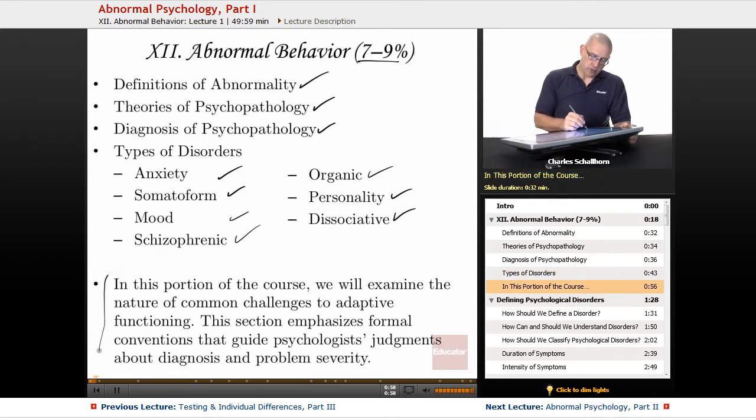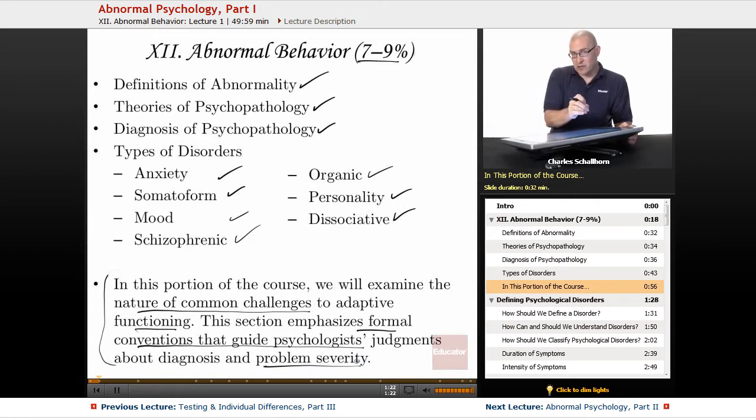And in this portion of the course, we will examine the nature of common challenges to adaptive functioning. So, how is it that we can not be as adaptive and as functional as we need to be in life? This emphasizes formal conventions that guide psychologists' judgments about diagnosis and problem severity. And so there are some both very clear but also very unclear guidelines that psychologists have, and we'll take a look at those.